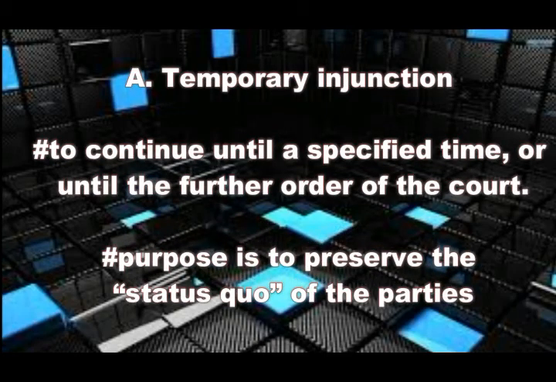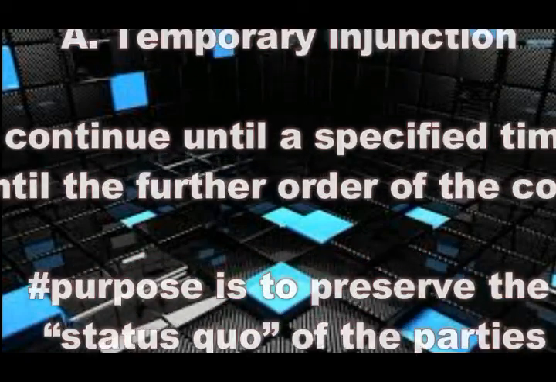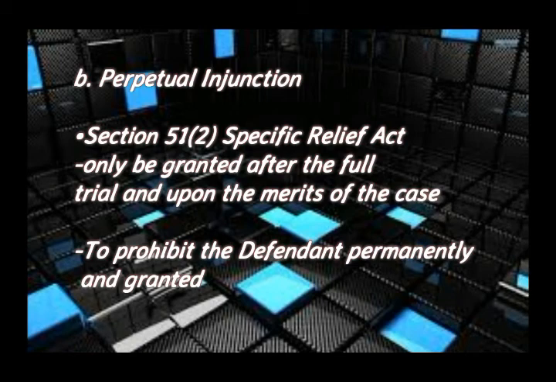There are two types of injunction. First, temporary injunction, to continue until a specified time or until further order of the court. The purpose is to preserve the status quo of the parties. The second one is perpetual injunction. Under Section 51(2) of the Specific Relief Act, it may only be granted after the full trial and upon the merits of the case. The purpose is to prohibit the defendant permanently.